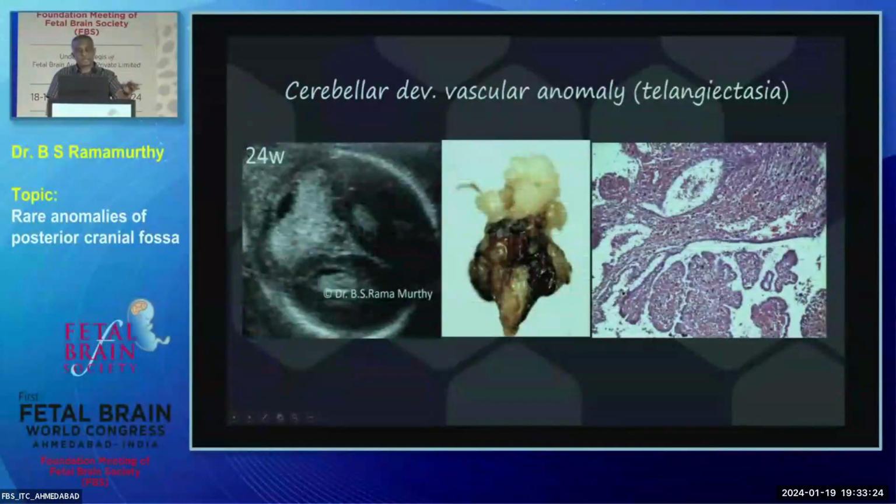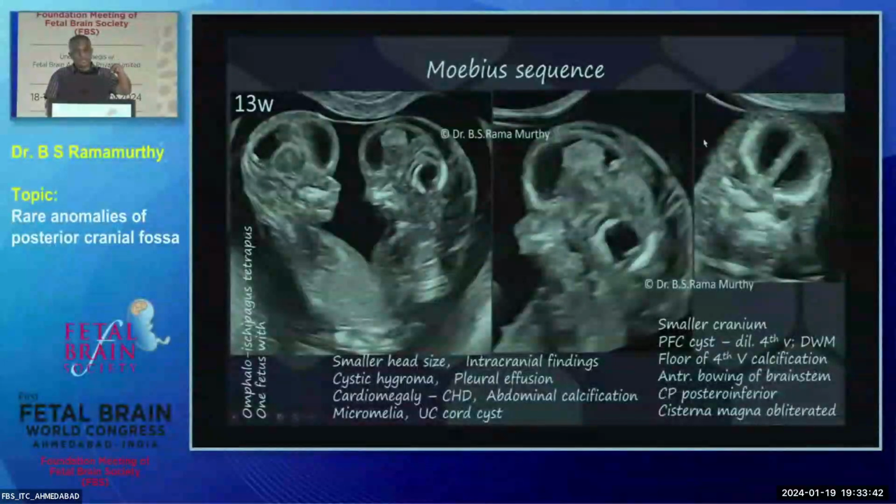Now here is a cerebellum which looks uniformly hyperechoic, absolutely hyperechoic, not only the vermis, everything. And this is due to a vascular developmental anomaly, telangiectasia. You can see the gross specimen. You can see the histopathology showing you the telangiectasia going through and through. Yeah, and then Mobius sequence.